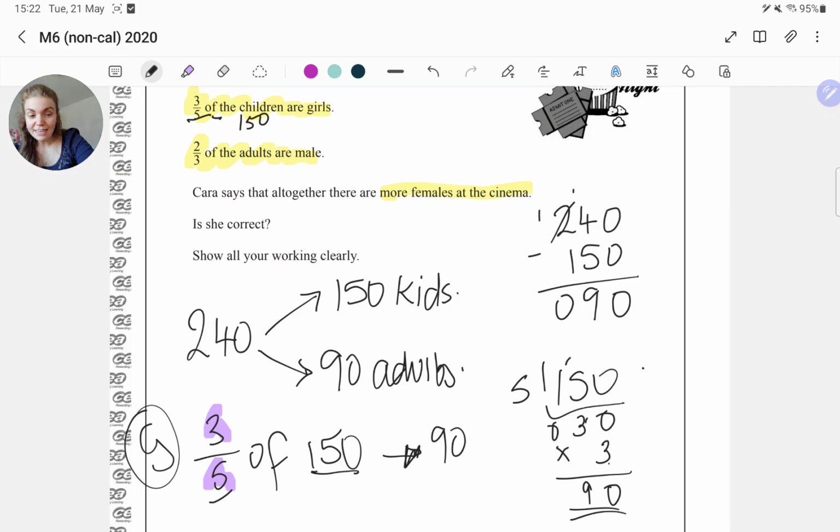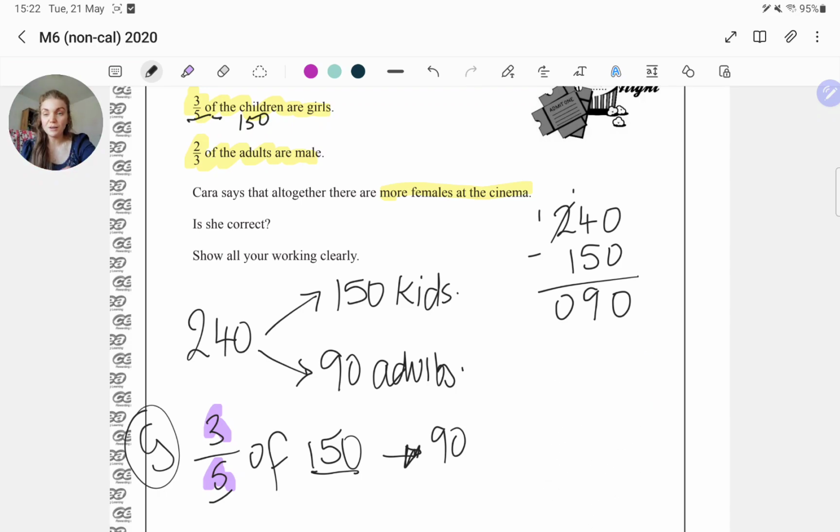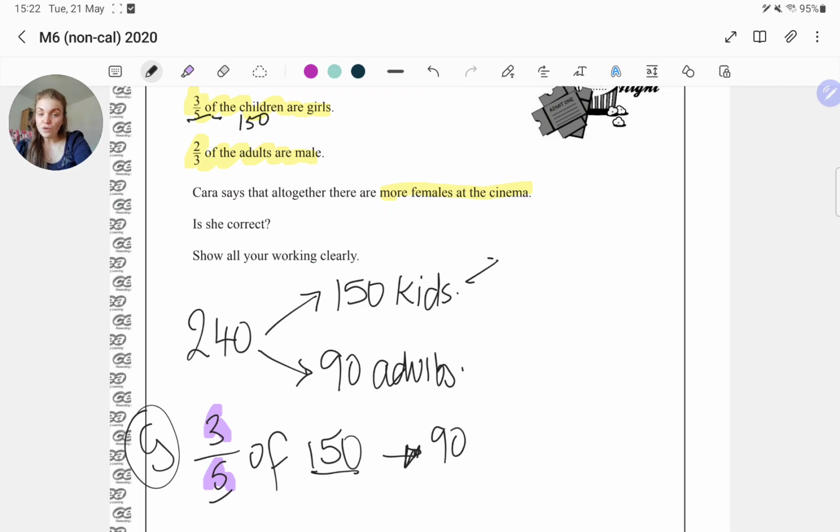Okay, and in the exam, don't rub any of your working out. I'm only rubbing mine out to allow more space so that I can see the question and the working out on my screen. So we have found that there were 90 females. So of the kids there were 90 girls.